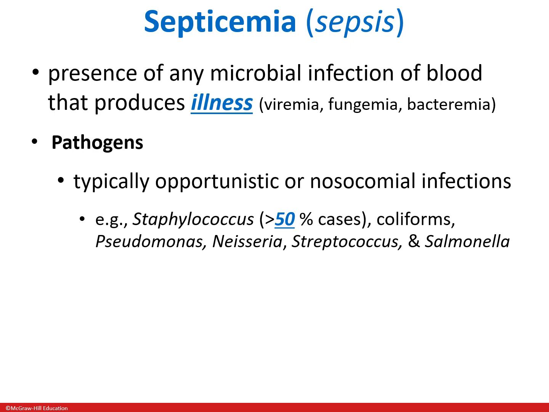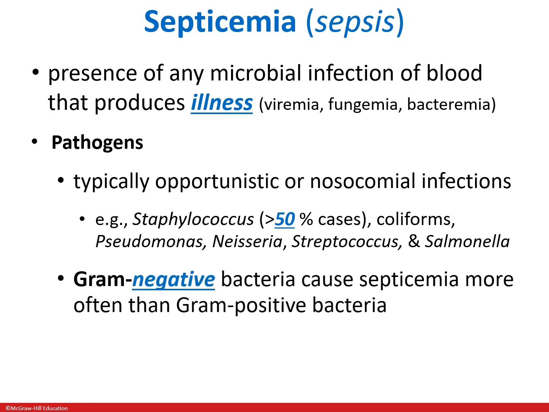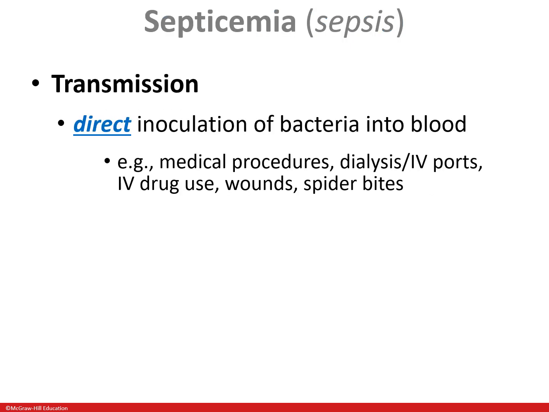Typically, these are going to be opportunistic infections, and Staphylococcus, because it covers every inch of the surface of the body, is going to cause about 50% of the cases. The rest are going to be other opportunistic infections that come along, and gram-negative bacteria, primarily because of that endotoxin. So recall that endotoxin can trigger your innate immune system almost entirely simultaneously and cause shock. And so many cases of sepsis will be caused by gram-negative bacteria. Transmission is typically direct inoculation.